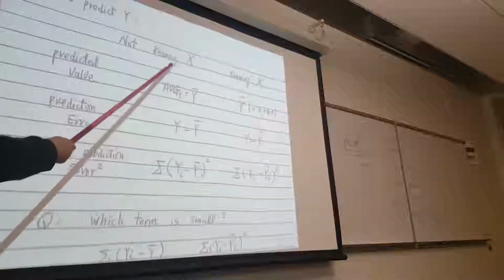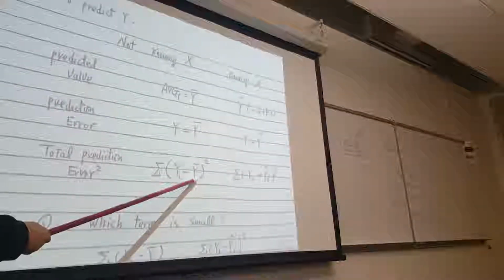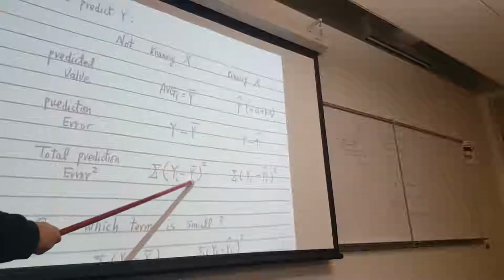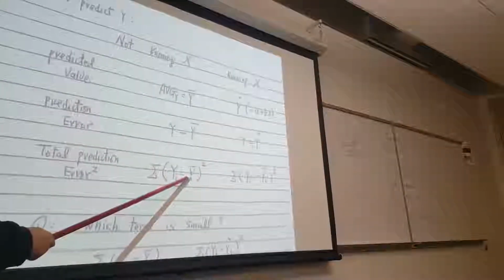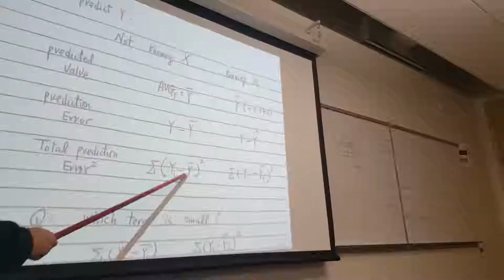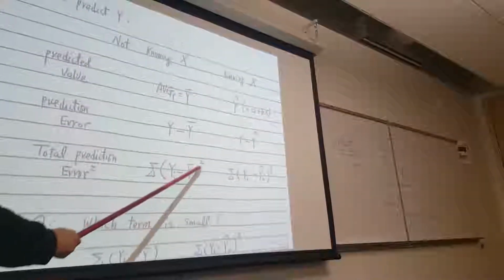Suppose for every student in the class, we don't know their midterm, and we want to predict their final. We use the class average final. Is that okay? In this case, yi minus y bar is what? Prediction error. Square the prediction error, sum them up: total prediction error squared.